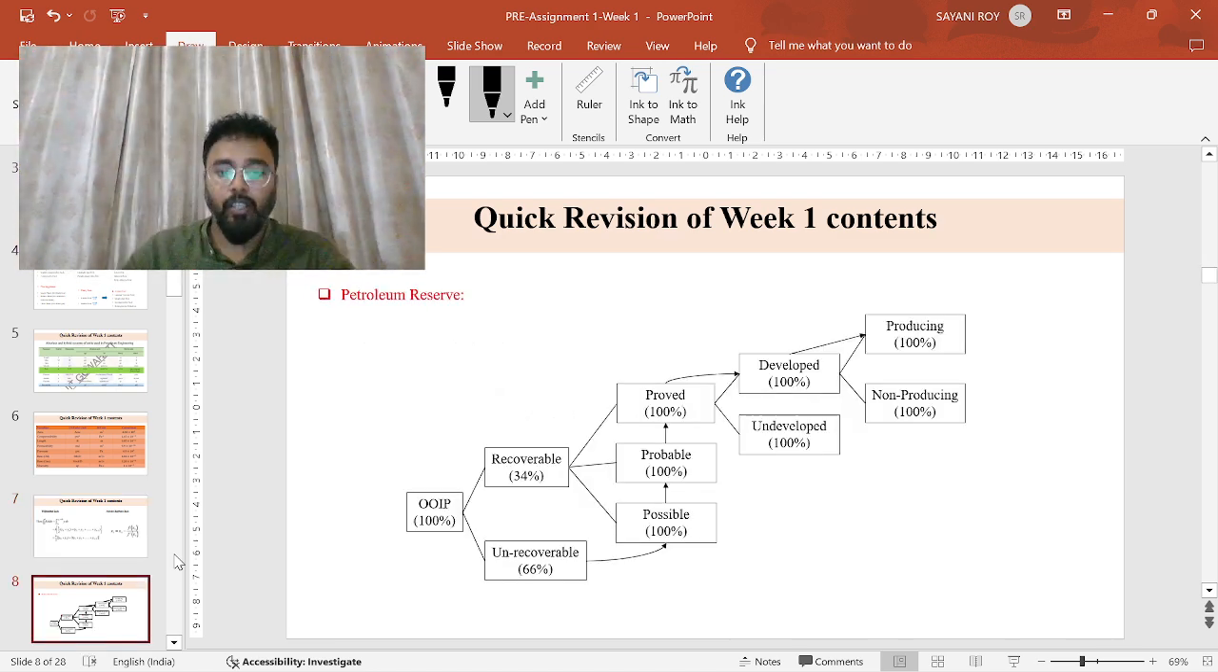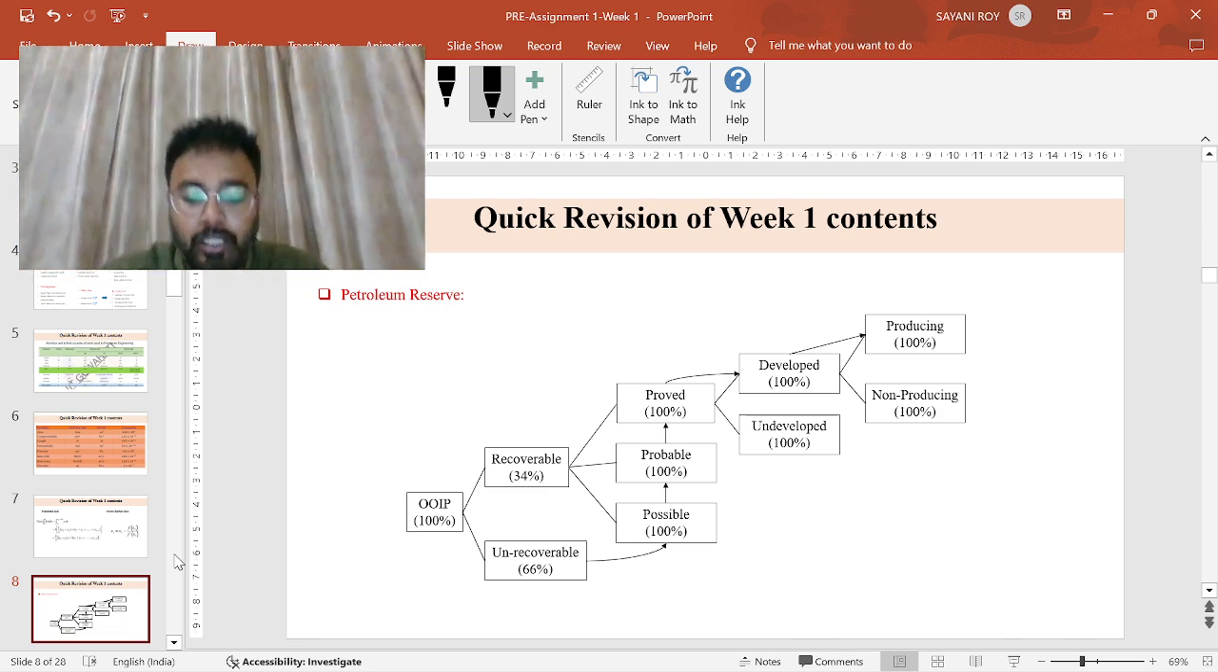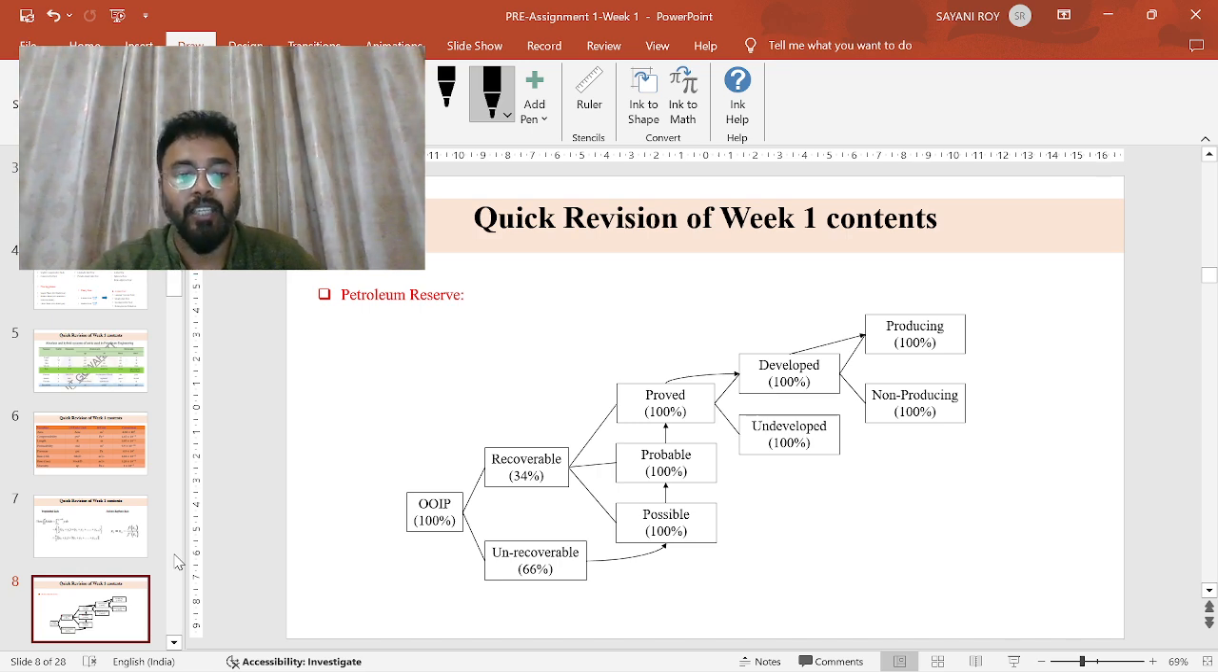to the next slide. So, what is petroleum reserve? Petroleum reserve, here you can see, is in a way how much oil is present in the reservoir. How much original oil in place is present in the reservoir. It can again be classified into recoverable reserves and unrecoverable reserves. As you can see, from the original oil that is present, only 34% of the oil is recoverable through primary production.